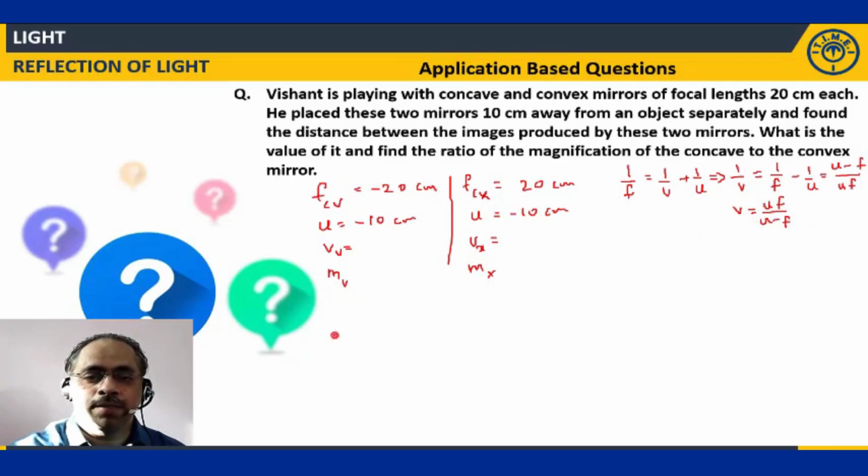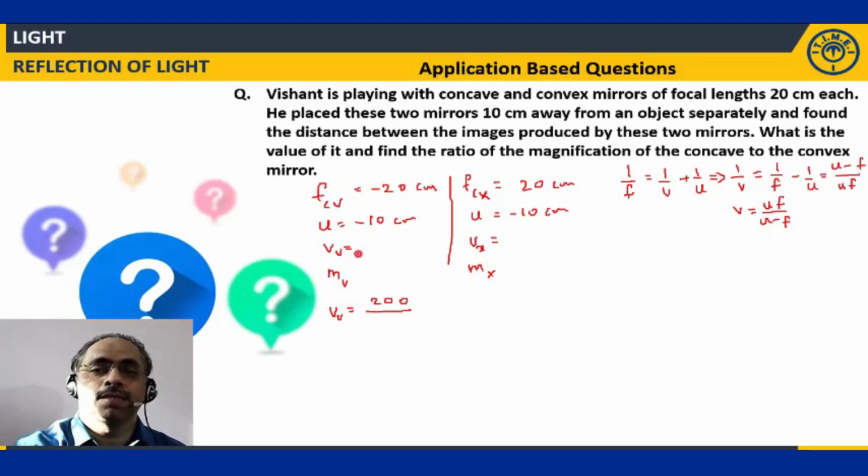So let me write in this particular case Vv is equal to UF, that means minus 10 into minus 20, so it is 200, divided by U minus F. Minus 10 minus minus 20 is minus 10 plus 20, which is plus 10.